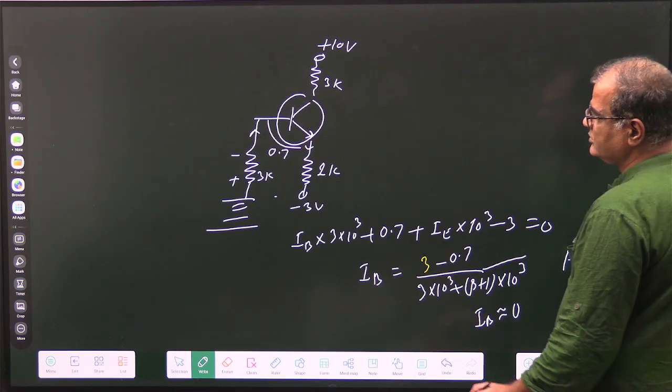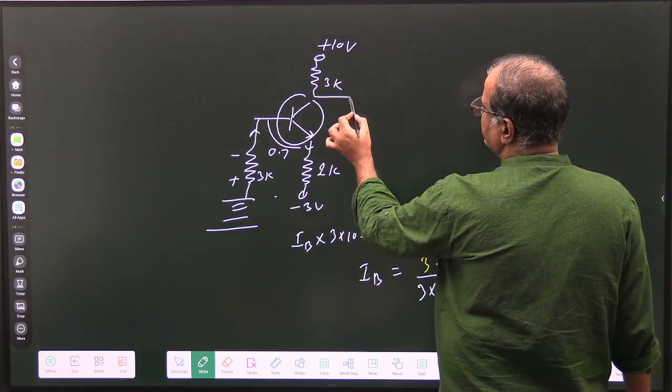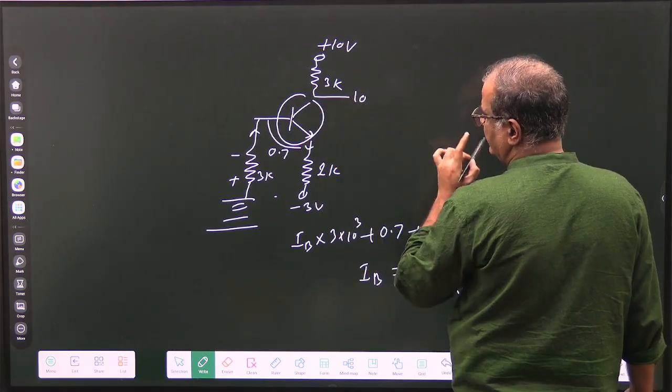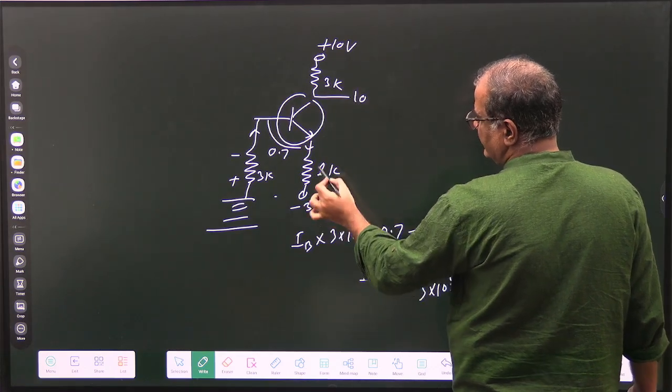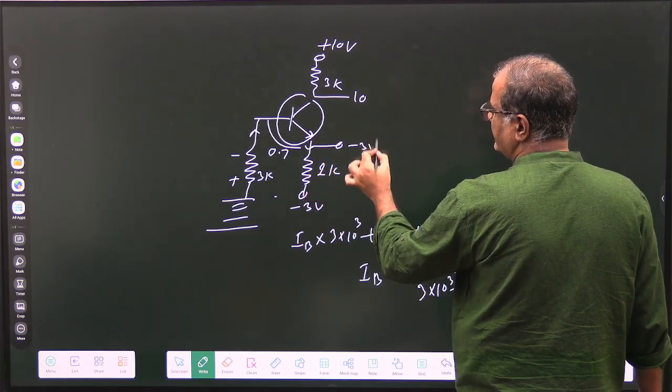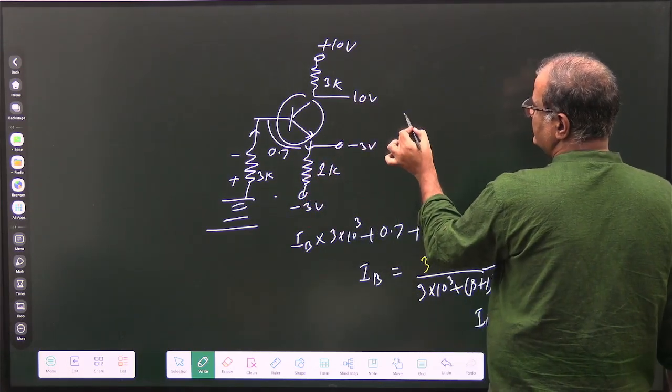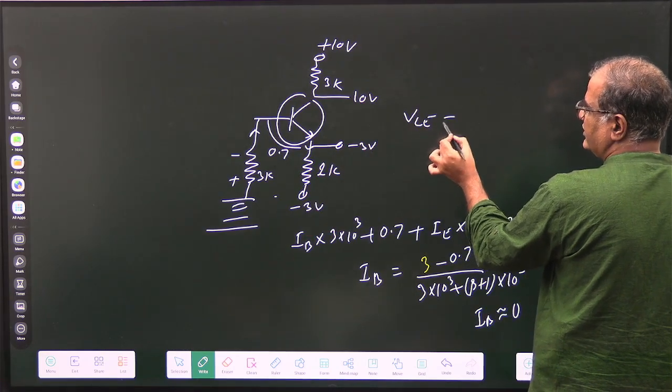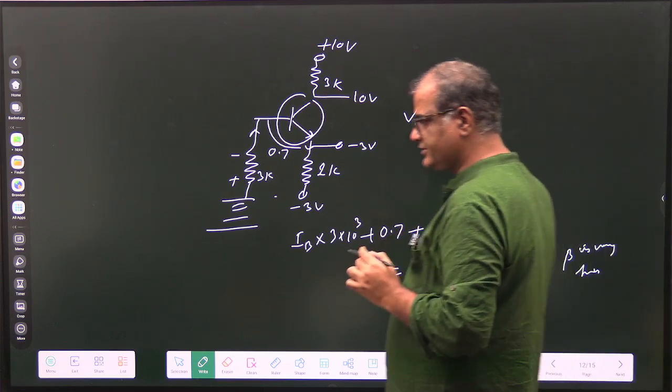Okay, so this VC will become now 10, and this is also 0. So this point will become now minus 3 volt, and this becomes 10 volt. So the answer VC should be 13 volt. Let me check the answer.